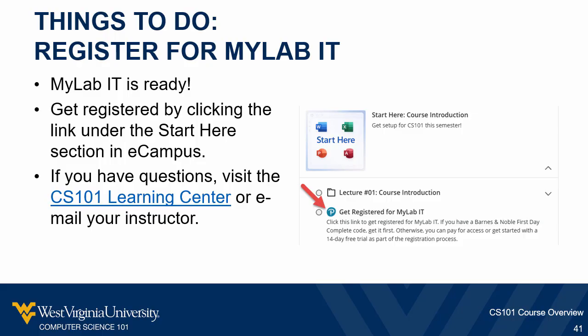You'll also want to get started with MyLab IT. You're going to need to register for it first. If you go under the Start Here section in eCampus, there'll be a Get Registered for MyLab IT link that you can click on to go through this process. If you don't have an access code yet, you can buy one as part of this registration process. If you're waiting on financial aid or to receive an access code, there's also a 14-day temporary access option that you can use to get started for free. If you have any questions with getting registered, you can email your section instructor or visit the CS 101 Learning Center for help in getting signed up.